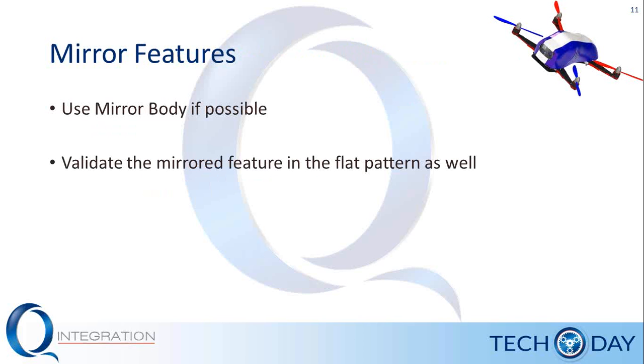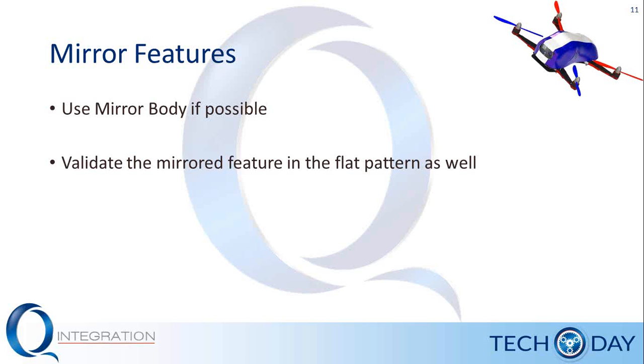Regarding mirror features, especially mirroring sheet metal features, if at all possible, just to keep things simple, easy, and efficient with SolidWorks sheet metal, use mirror body whenever possible. So you can pick for your mirror plane the thickness of the face that you want to mirror the body over. And of course, you can mirror over individual sheet metal features, feature by feature, but again, it's going to be more efficient, more robust to do mirror body when possible.